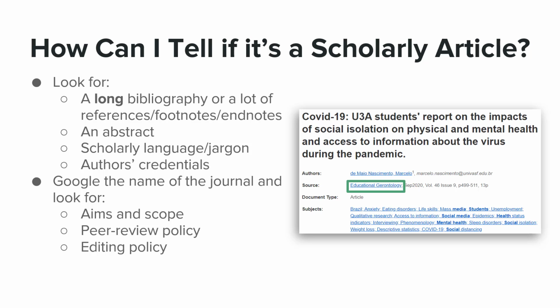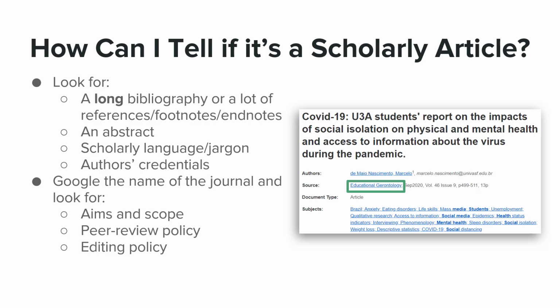Sounds a little bit boring, but what we can do is go ahead and Google that source and make sure that it's an academic journal. We can see if it's peer-reviewed or not. And what we want to look for when we're doing that is the aims and scope of the journal, the peer review policy, and the editing policy. And those will all give us hints as to whether or not it's an academic journal.